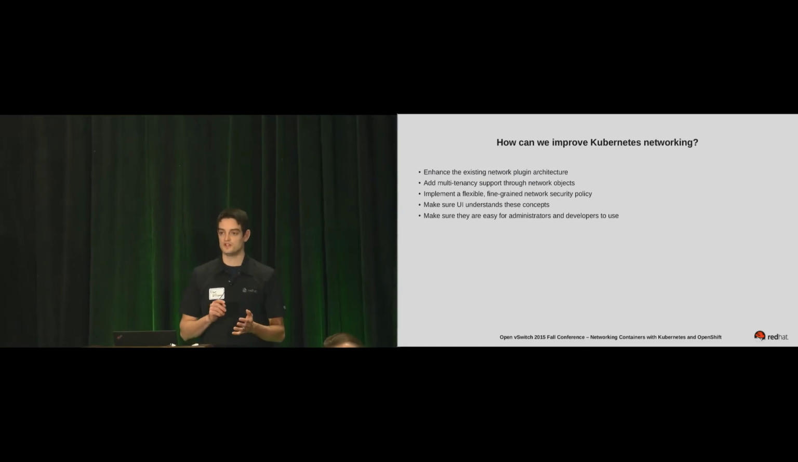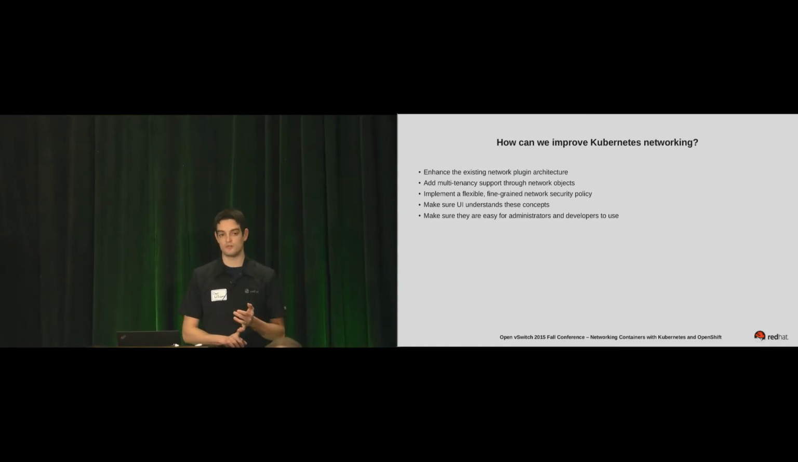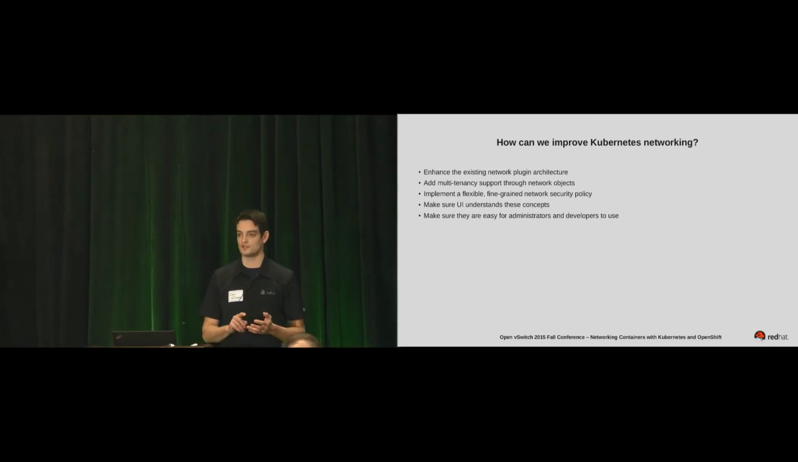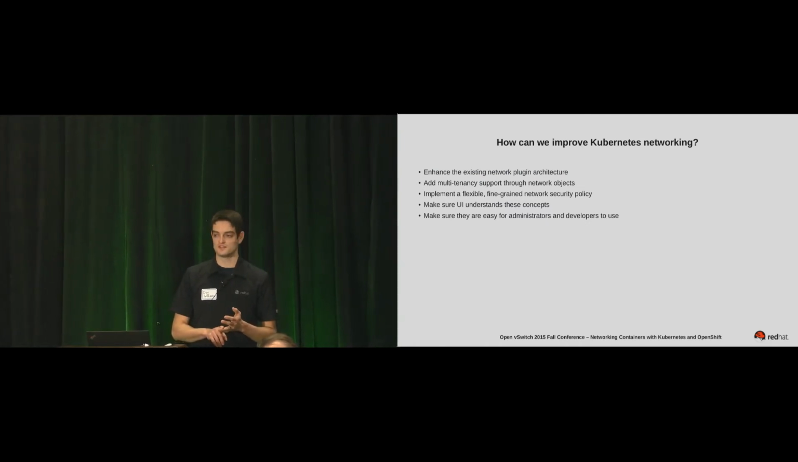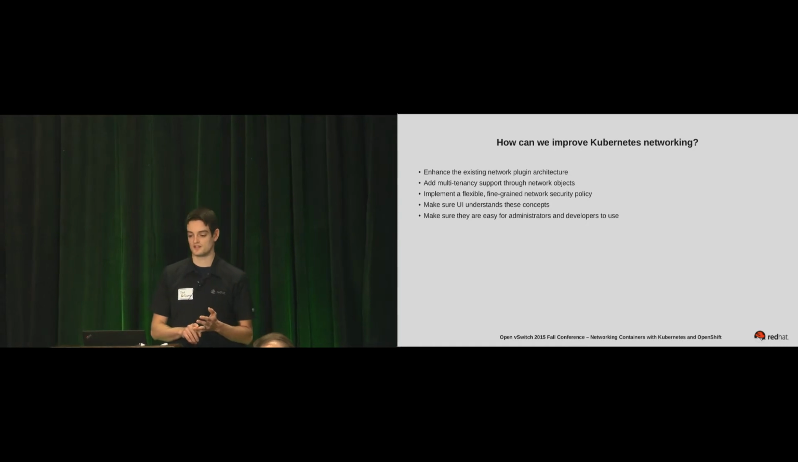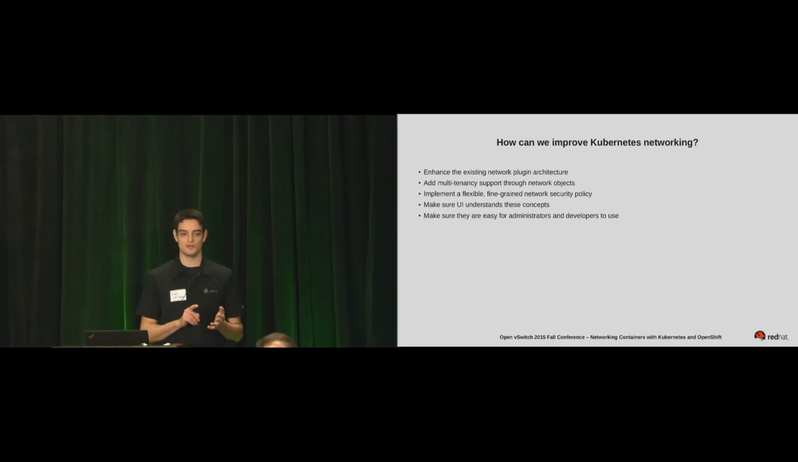First off, we need to improve the existing network plugin architecture by adding a couple more integration points that all of the stakeholders for networking in Kubernetes can actually use. Second, we need to add a little bit of basic multi-tenancy support to Kubernetes so that it understands all of the different network objects that you might create and which networks map to which pods.